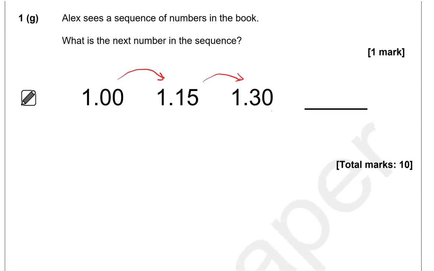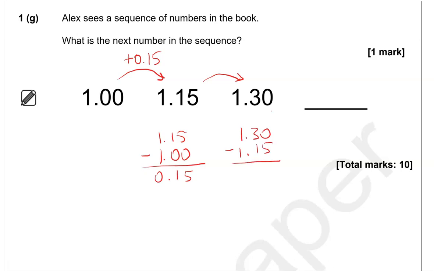We could reverse the process. So we do 1.15, take away 1.00, and that leaves us with 0.15. And it should be the same for this other one. So 1.30, take away 1.15.